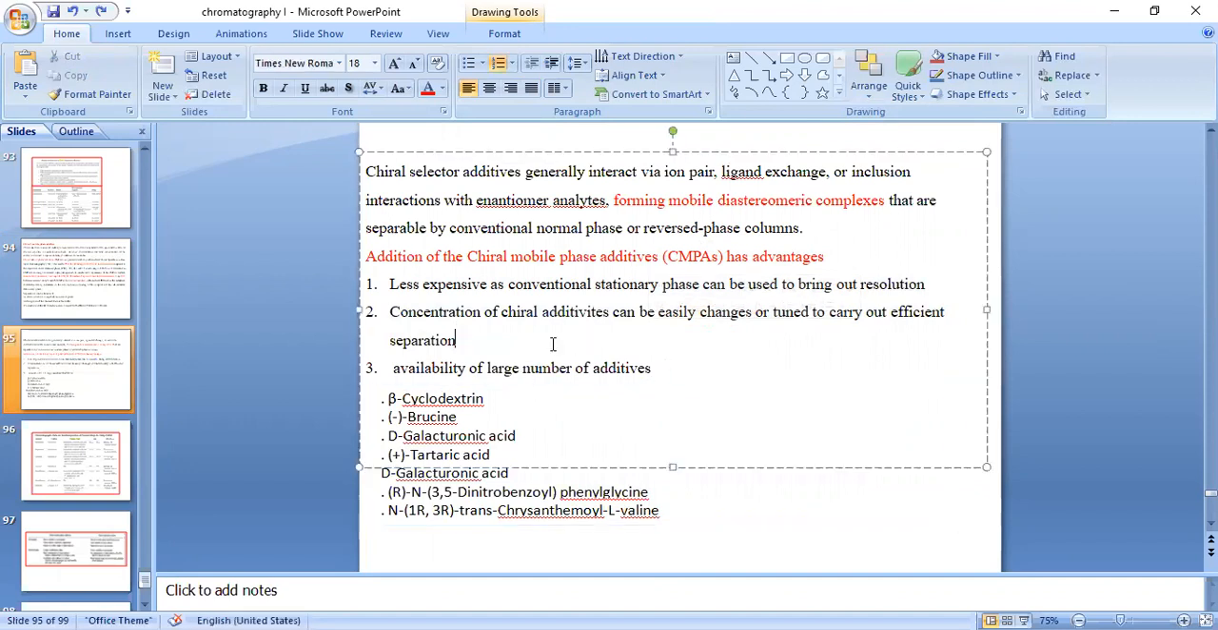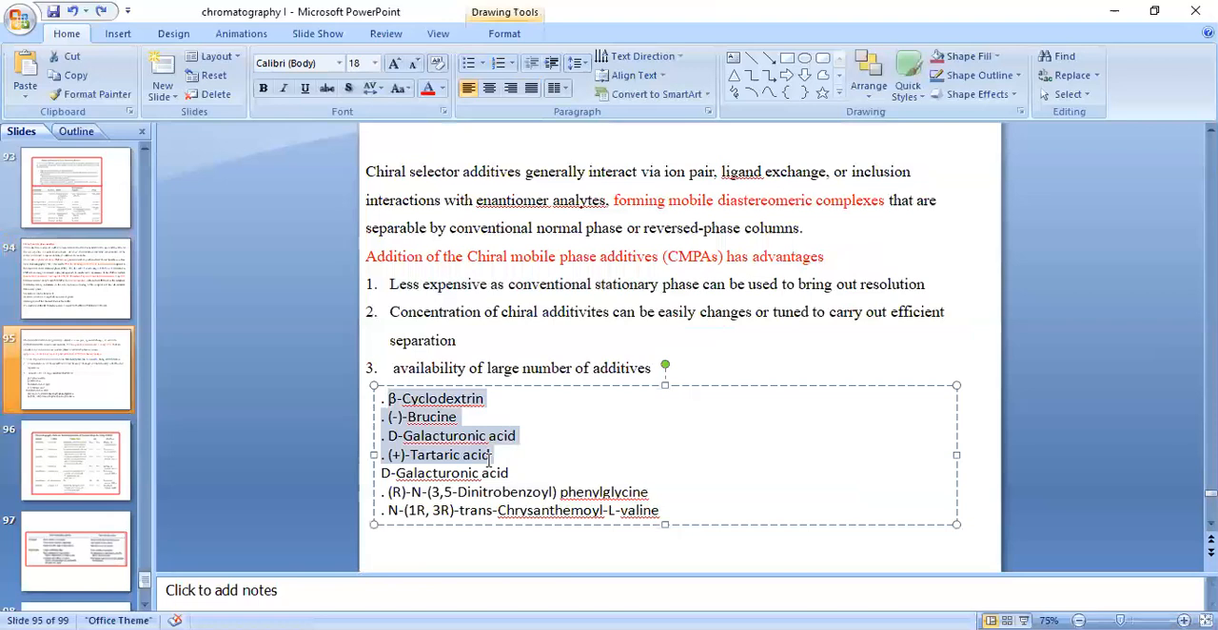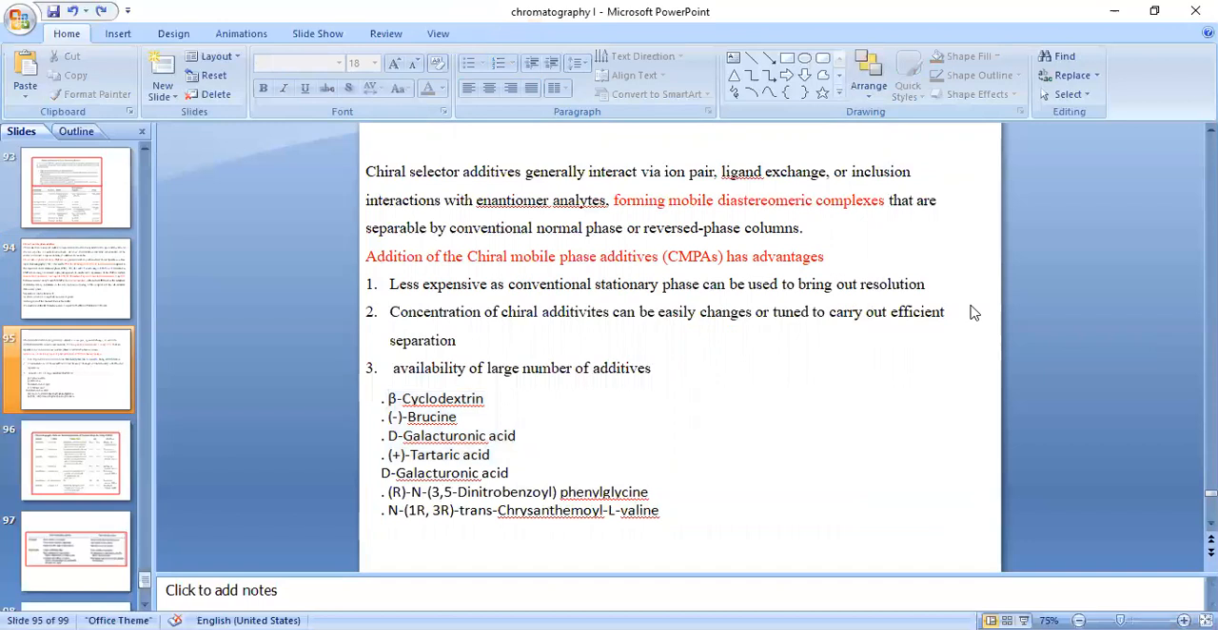Third is there's a large availability of the chiral additives which can be added to the solvent to bring out the separation. Some of the examples are here. That is cyclodextrin, brucine, galacturonic acid, tartaric acid. So there are different additives which can be added to the solvent to bring out the enantiomeric separation.